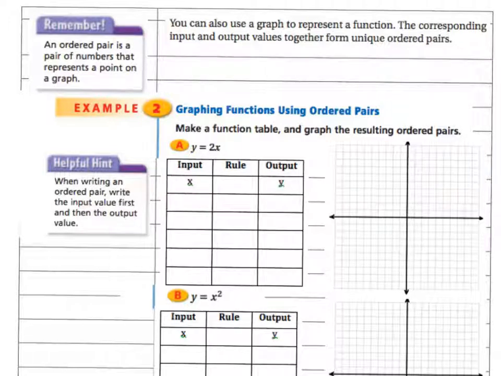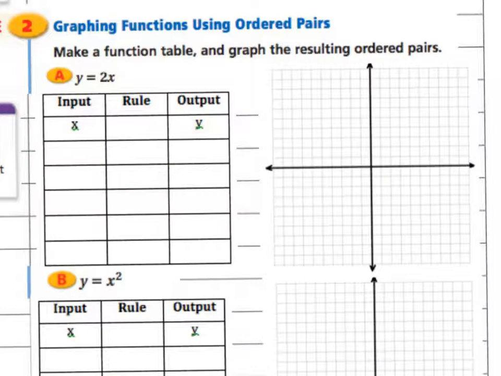So here we are in example 2, and this time we're going to be graphing functions using ordered pairs. So they're going to start us off with the equation. I made us a table. So when you see an equation, you first need to make yourself a table, and then from the table, you can go to the coordinate graph. So it says, when writing an ordered pair, write the input value first, or the x, and then the output value, or the y. All right, so we're first going to focus on filling out the function table first.